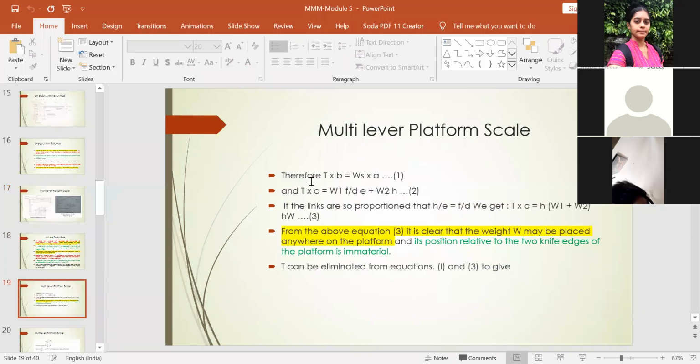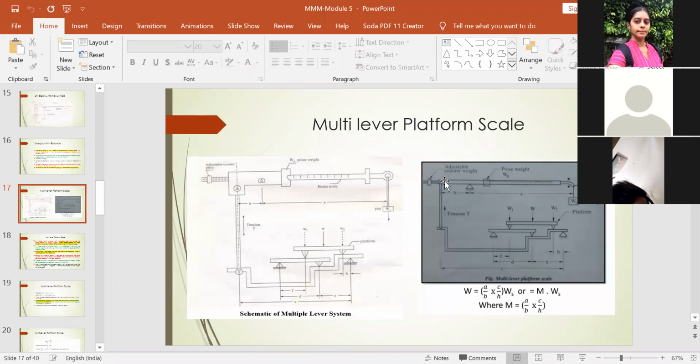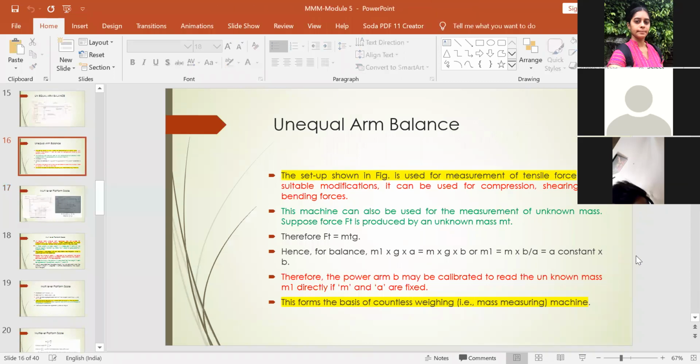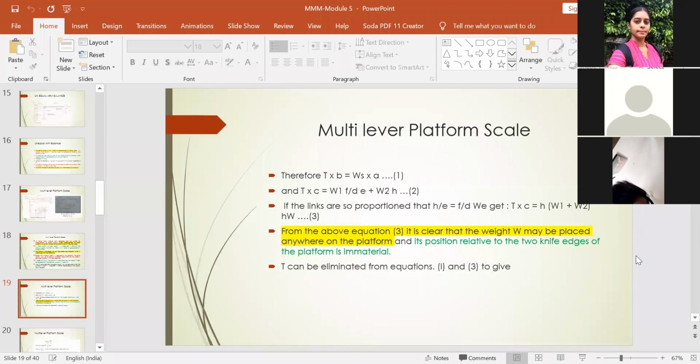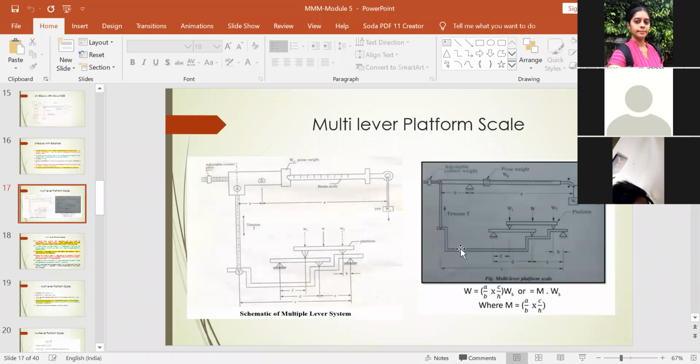So therefore what happens here? If you want to check the moment equation for balancing, T into B will be equal to Ws into A. So how will you show this? This is the tension which has been applied in the entire beam. So T into B is equal to Ws, which is nothing but the weight in the pan, into A. A will be fixed over here, which is the distance. B is the distance where it has been pivoted.